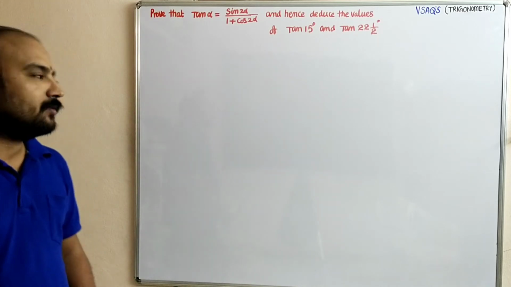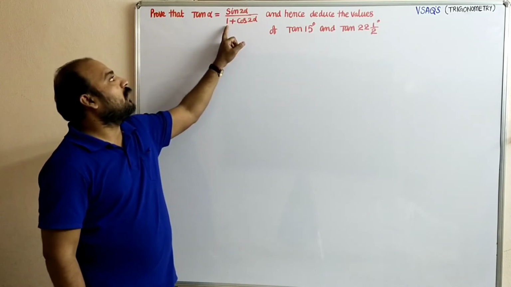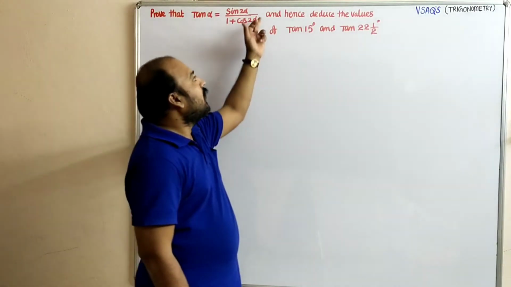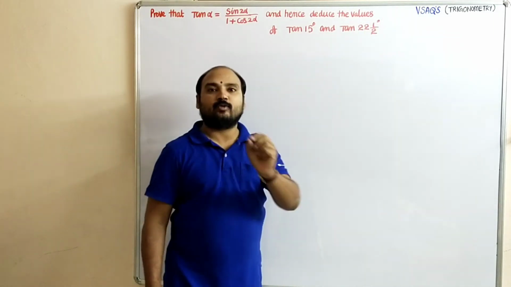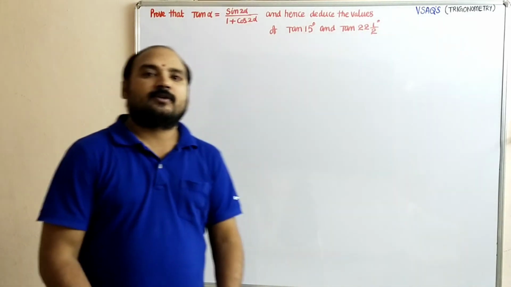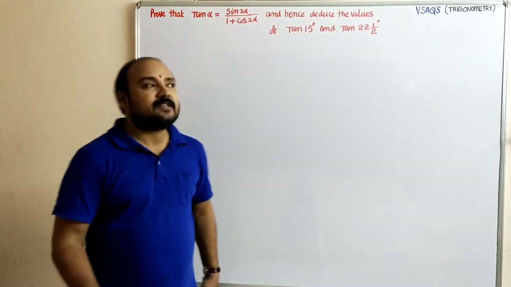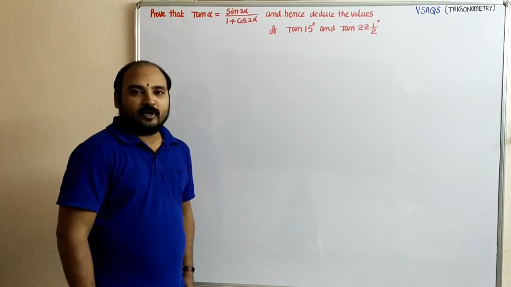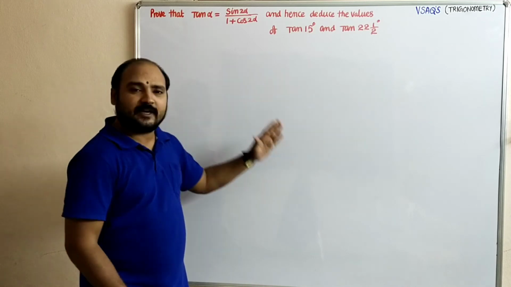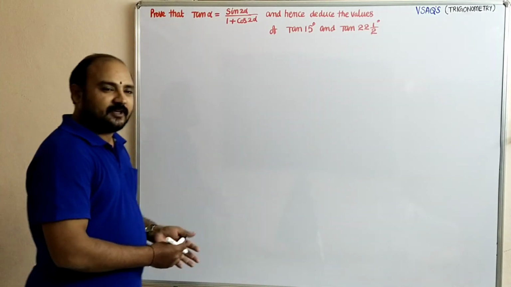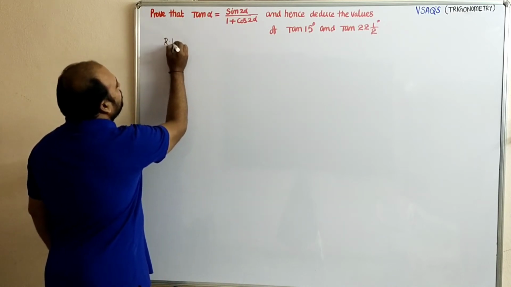The next question. Prove that tan alpha equal to sin 2 alpha by 1 plus cos 2 alpha, and hence deduce the values of tan 15 and tan 22.5 degrees. See here, prove that tan alpha equal to sin 2 alpha by 1 plus cos 2 alpha. To prove this result, generally I consider LHS and get RHS, but now I am taking the reverse. Consider RHS.